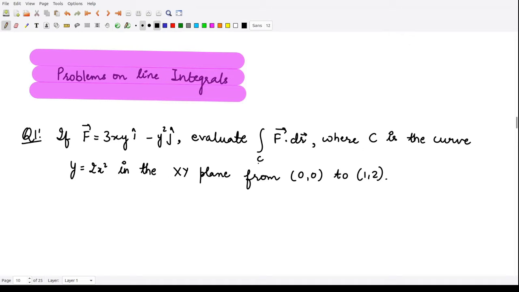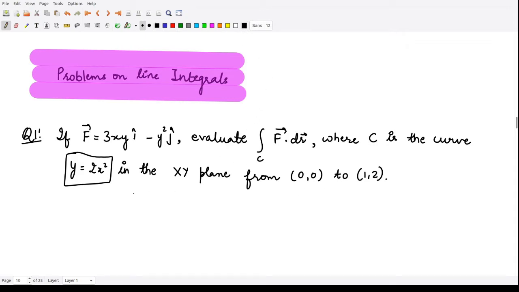It is not given closed. Okay, the curve C is the curve y is equal to 2x square in the xy plane, and we have to take this curve from the point (0, 0) to the point (1, 2). So let us move on to its solution.